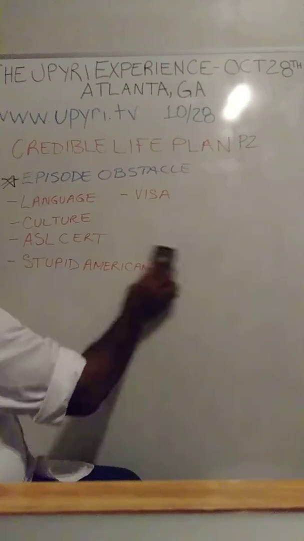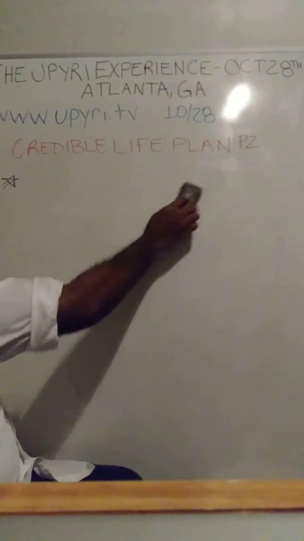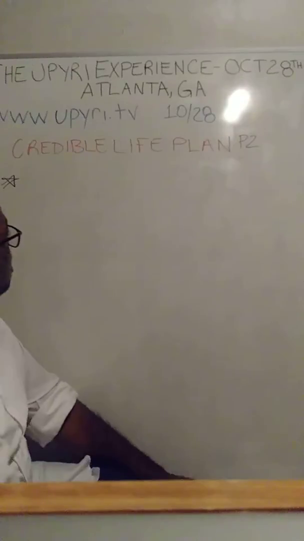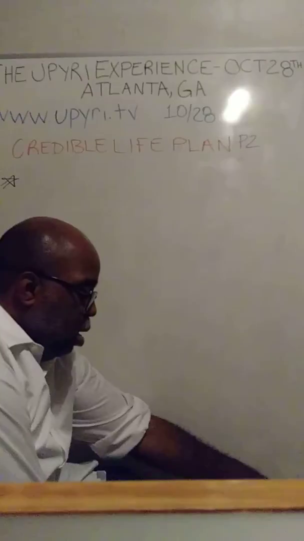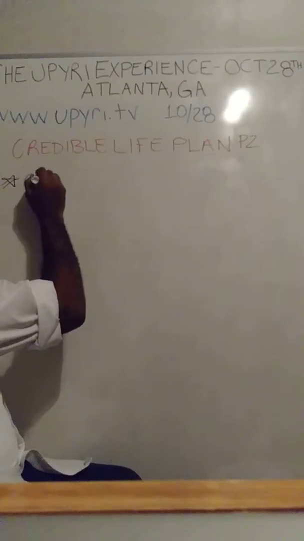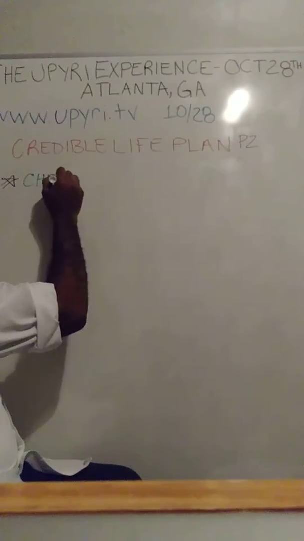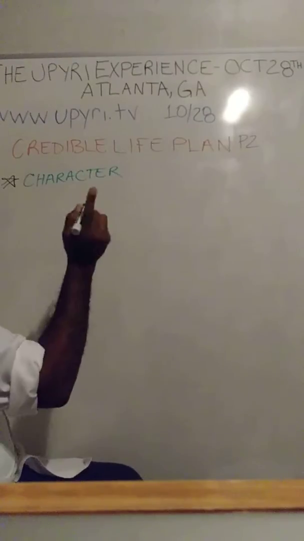So the next one is character limitations. And this is stuff that is specific to the character, but not including their stumbling block.